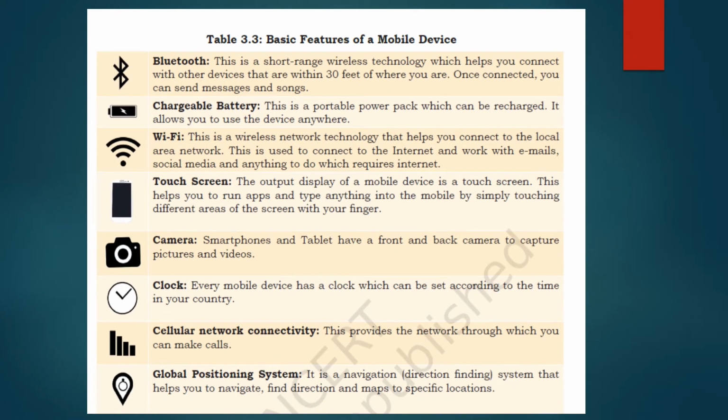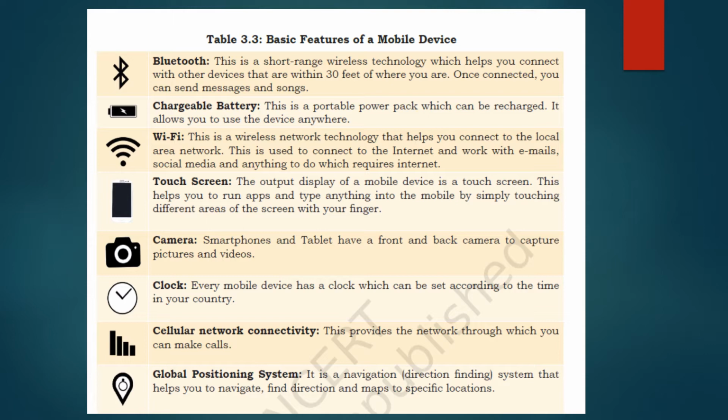Come, let us see the basic features of a mobile device. First one is Bluetooth. This is a short range wireless technology which helps you connect with other devices that are within 30 feet of where you are. Once connected, you can send messages and songs. Next one is chargeable battery. This is a portable power pack which can be recharged. It allows you to use the device anywhere.